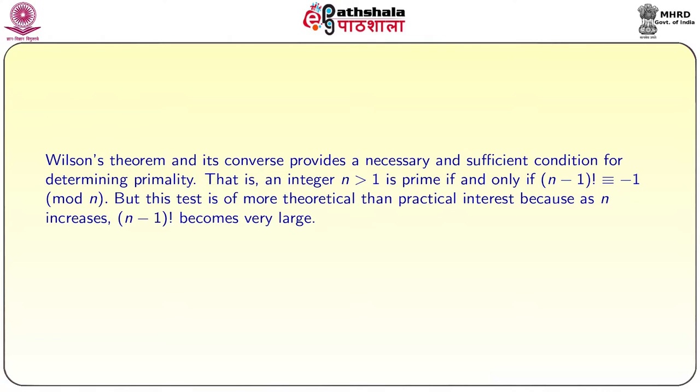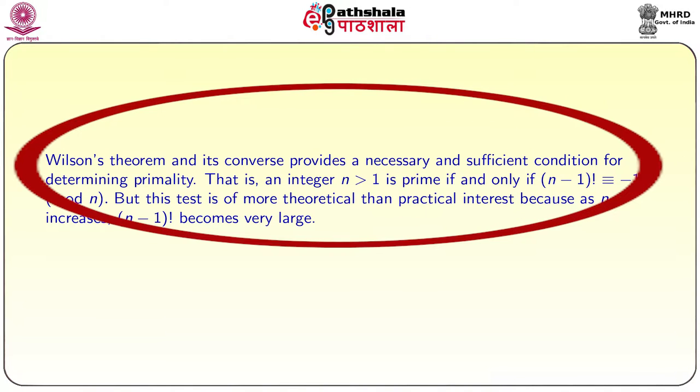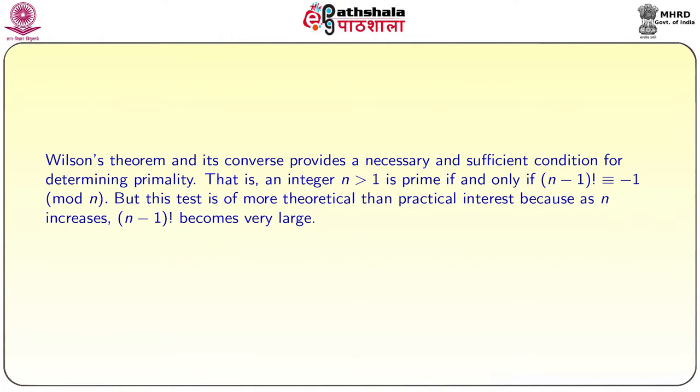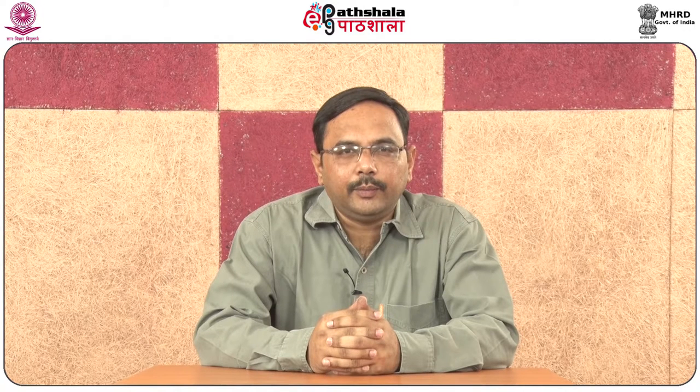Wilson's theorem and its converse provide a necessary and sufficient condition for determining primality. That is, an integer n greater than 1 is prime if and only if (n - 1)! is congruent to -1 mod n. But this test is of more theoretical than practical interest, because as n increases, (n - 1)! becomes very large. As we observed, Wilson's theorem provides a necessary and sufficient condition for a number n to be prime, but it is very difficult to use this theorem for practical purposes. It is only of theoretical importance.